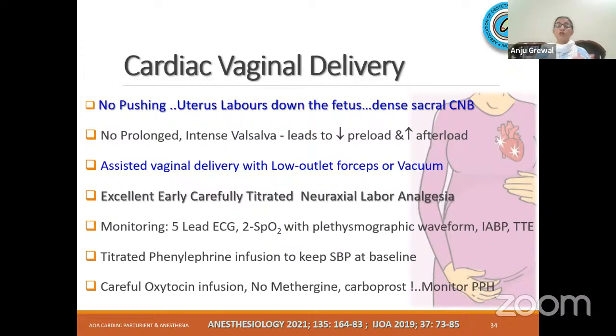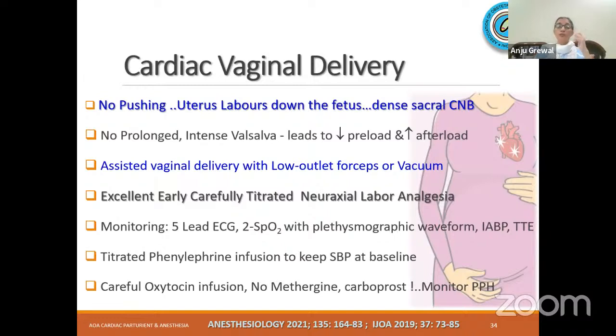heart disease. So what is a cardiac vaginal delivery? Cardiac vaginal delivery basically means that the mother does not push. There is no Valsalva occurring here, okay? Because intense Valsalva is going to decrease the preload and increase the afterload. It is actually going to reverse the whole thing for the mother, right? So you do not want the pendulum to swing too violently from one side to the other side. Therefore, no pushing. The uterus basically contracts and labors down the fetus.